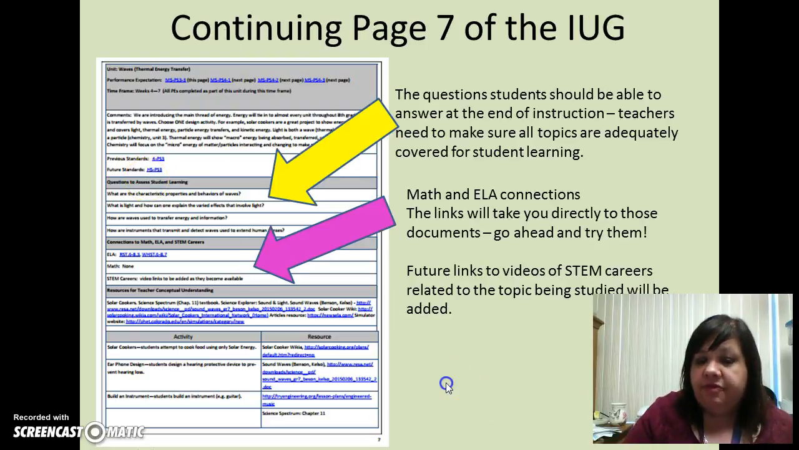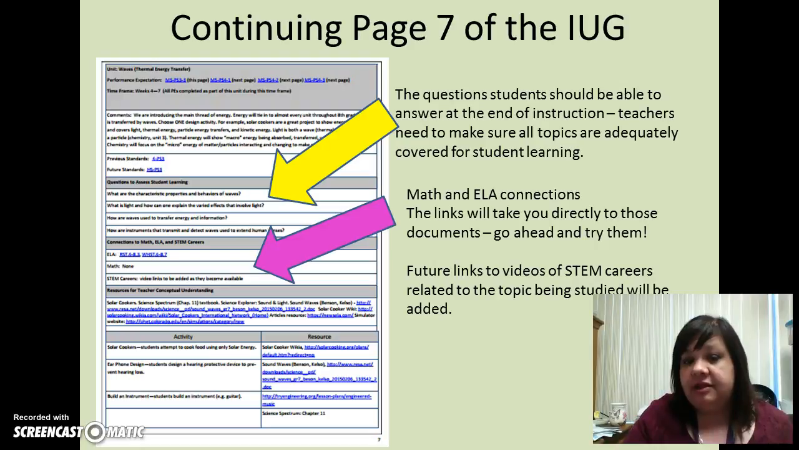The next thing that we need to look at are the questions for assessing learning. And just like on Unit 1, the teachers can use these for assessments. They can also be things that you use for your essential questions type of thing. You know, are the students really understanding what's going on here? You also have math and ELA connections, and the links on the electronic version of the instructional unit guide will actually take you to those actual things. So you can go on there and click those, and it will bring up the math and the ELA Common Core items so the teachers can read and see exactly what they should be doing there.